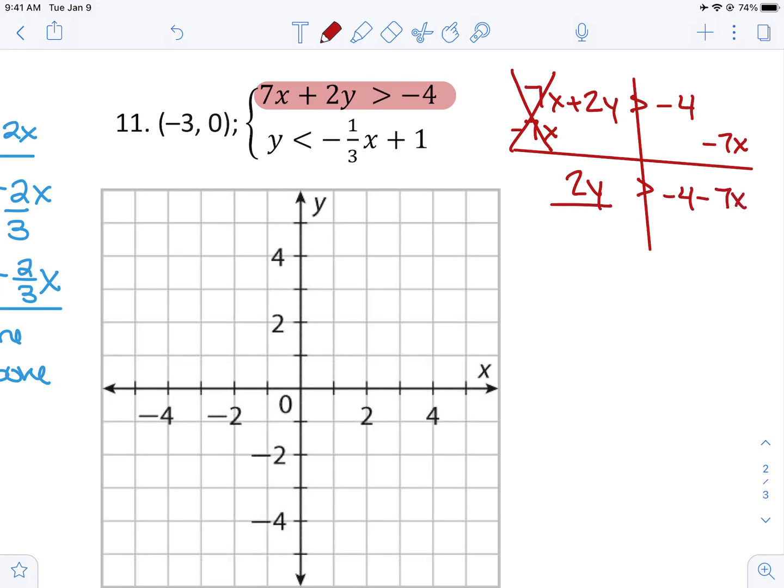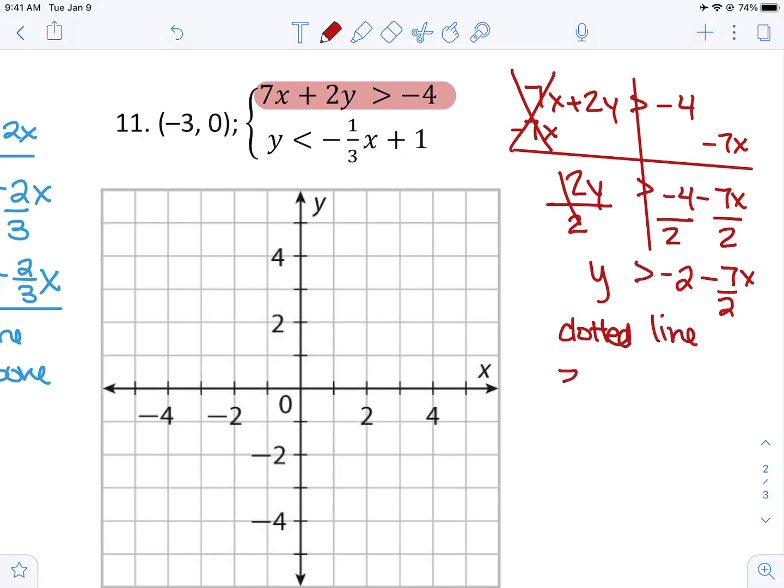To get y by itself, I divide everything by 2. So 2y divided by 2 leaves me with just a y, is greater than -4 divided by -2 is a -2, minus 7/2 x. So I'm going to type that into the calculator, but before I do so, I have a dotted line, and I'm going to shade above.